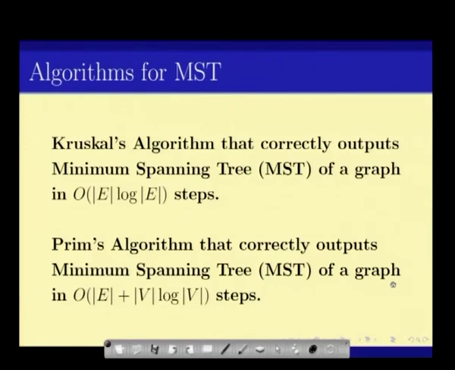To summarize, for the minimum spanning tree, we have Kruskal's algorithm that runs in order E log E steps. We also have Prim's algorithm that does slightly better, in order E plus V log V steps. Both these algorithms are greedy algorithms. Getting these algorithms is easy, but proving their correctness is the hard part.